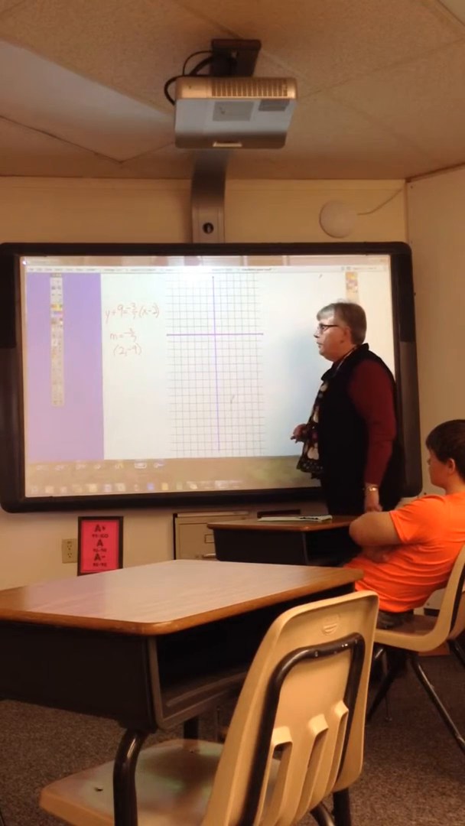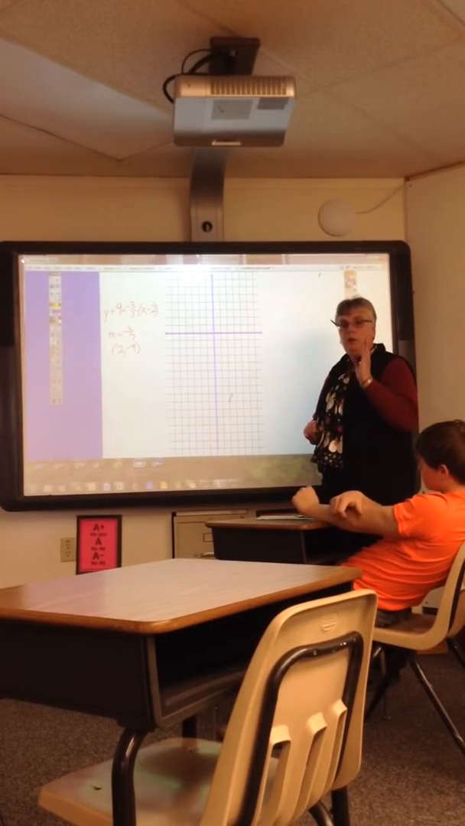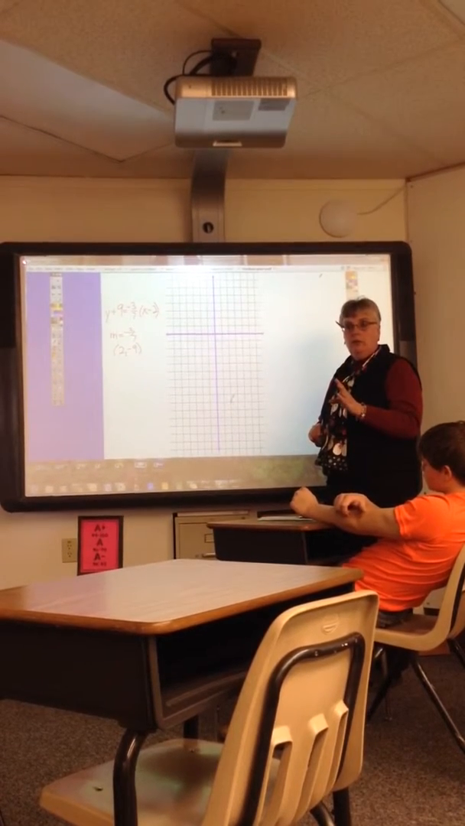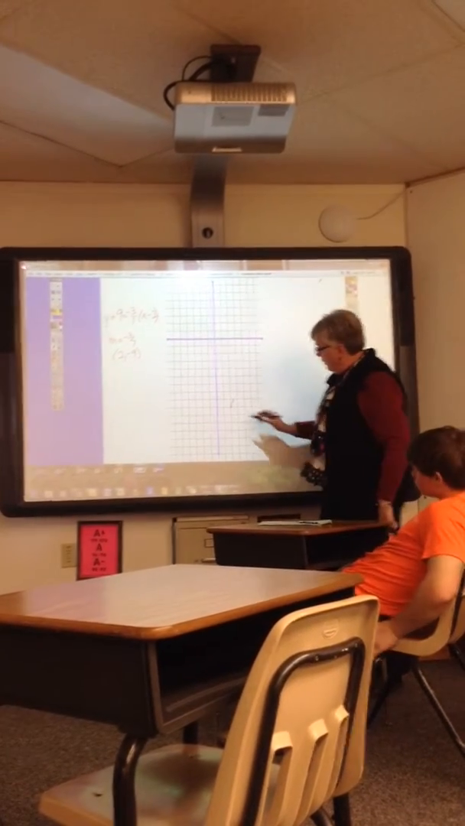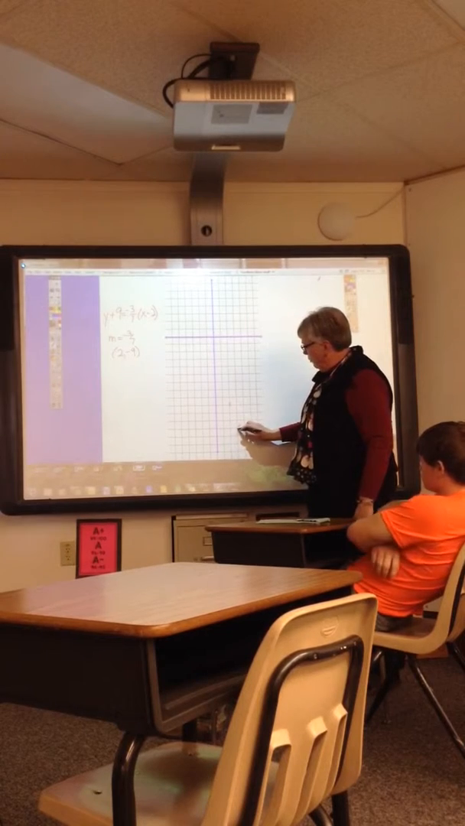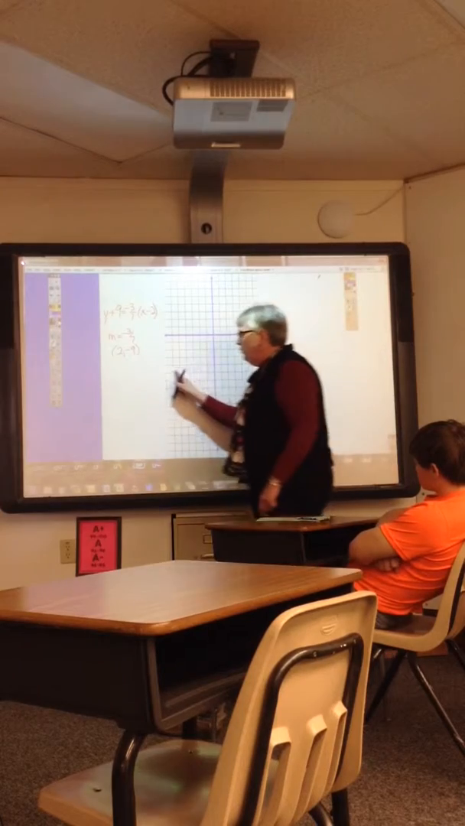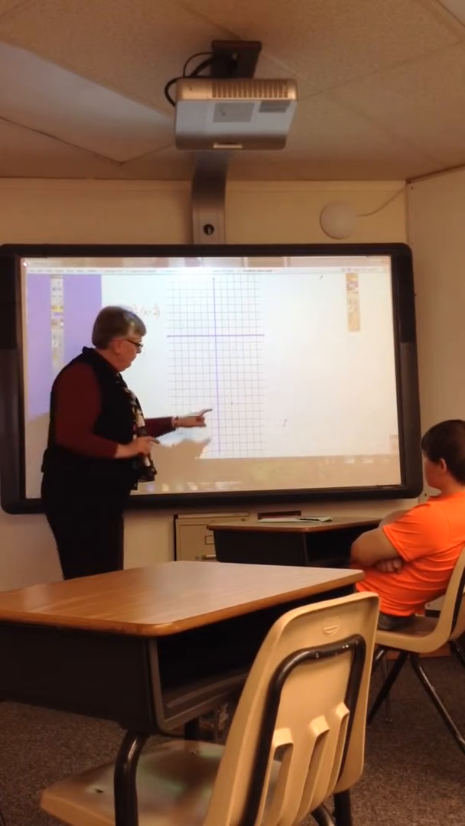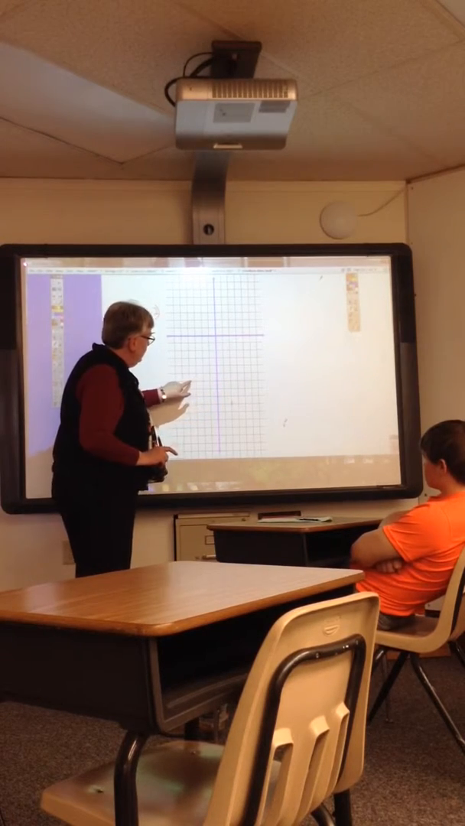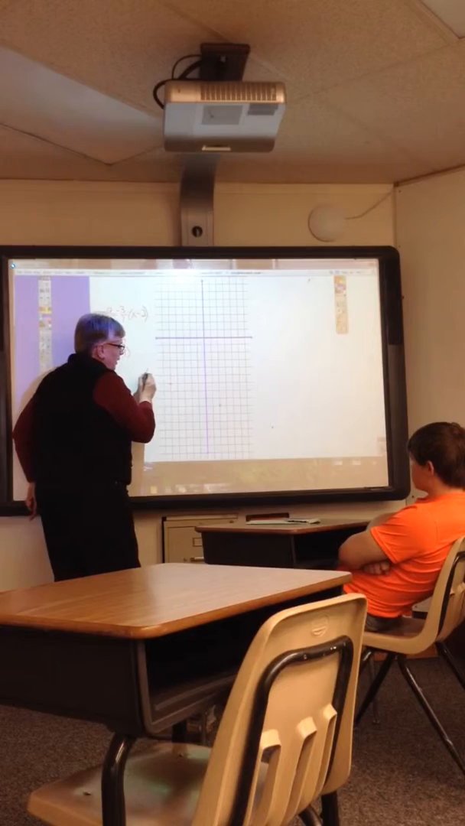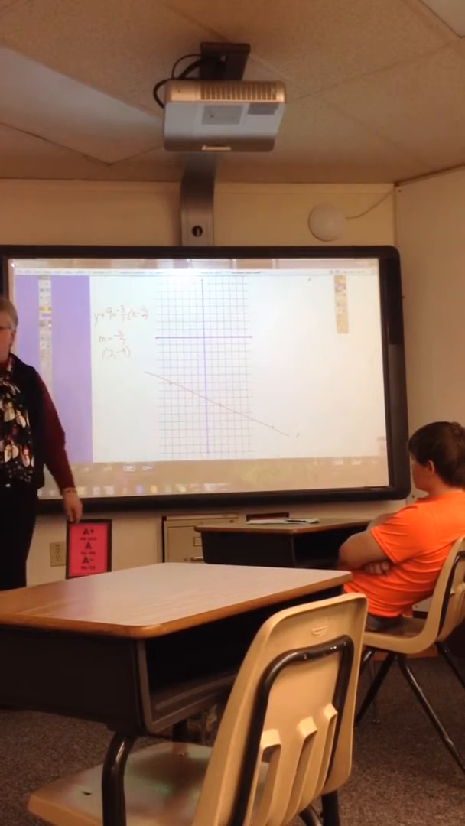All right, so the slope says I have a negative 3/7, right? So what does that mean to get the next point? You have to go down 3 and then right 7. So I go down 3, then 1, 2, 3, 4, 5, 6, 7. How do I get a point this way? Go up 3 and left 7. 1, 2, 3, then 1, 2, 3, 4, 5, 6, 7. And now I would use a ruler and draw my line.